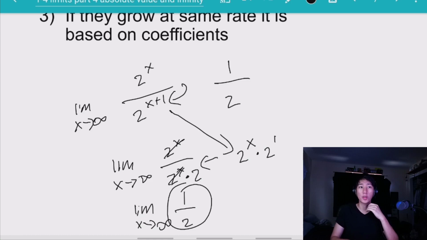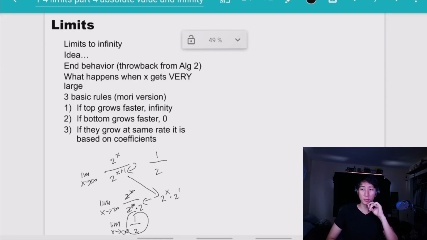Okay, any questions on the rules? We're going to go over examples and special cases in just a minute, but do we kind of get the general gist? All right. Good, good, good.